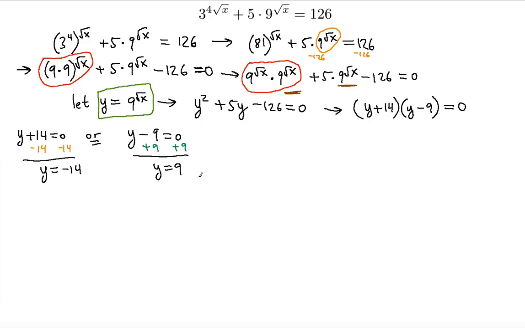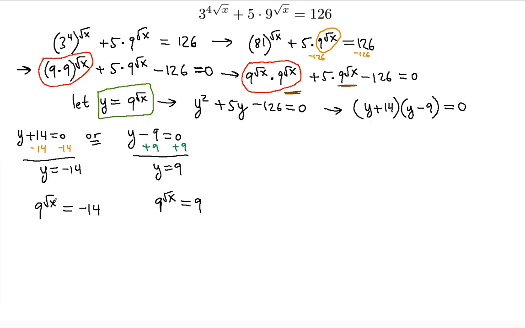Now you might say, where do we go from here? Well, we have to go backwards in the substitution. Remember that y was set to be equal to 9 raised to the power of square root of x. So that means we substitute backwards, right? So the first one means 9 to the square root of x is set to negative 14. And in the second case, 9 to the square root of x is equal to 9.